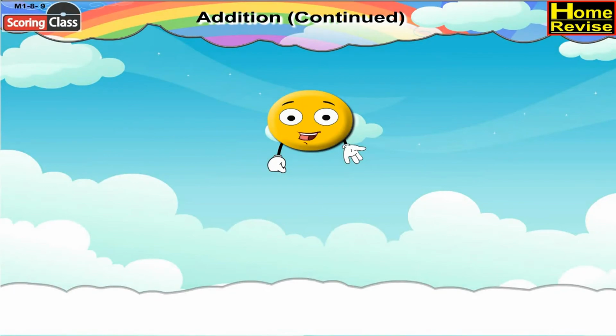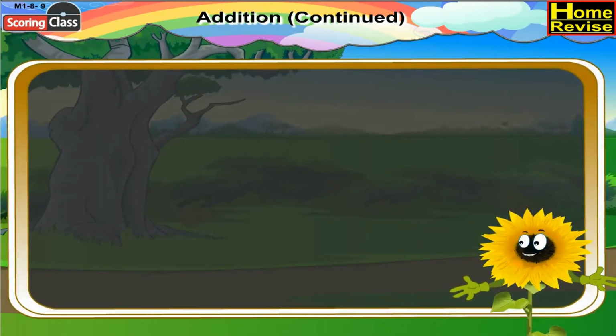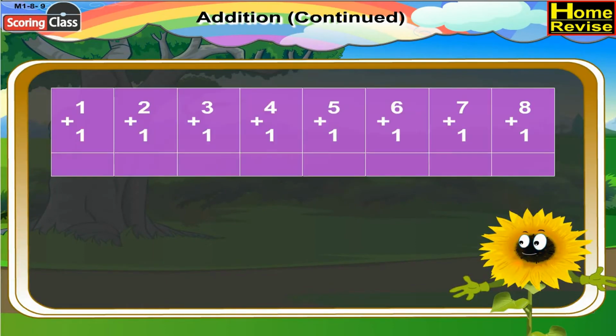Addition continued. Here are a few sums. Let's try and solve them. Now let us see the first sum. Children, just imagine if you have one marble and one more marble is added to it, that would be 1 plus 1. So 1 plus 1 is equal to 2. That means 2 marbles.